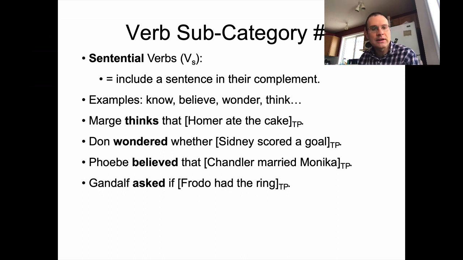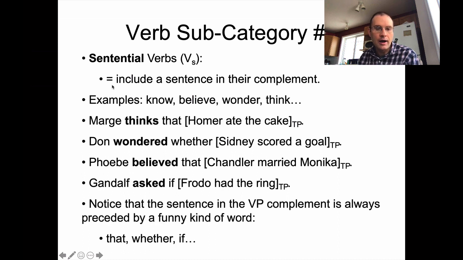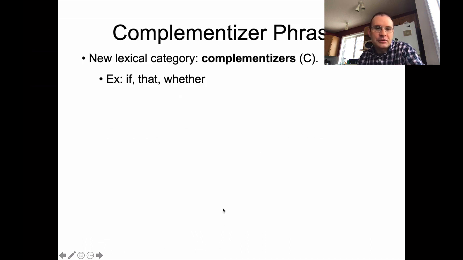These are all basically working the same way. Again, it depends on the specific kind of verb we're working with here. And then there's also these linking words to put two sentences together. So I've made that explicit here in the notes. The VP complement is always preceded by a funny kind of word: that, whether, if. And those words we're going to call complementizers, and we're going to abbreviate them with just a C. So if, that, and whether.